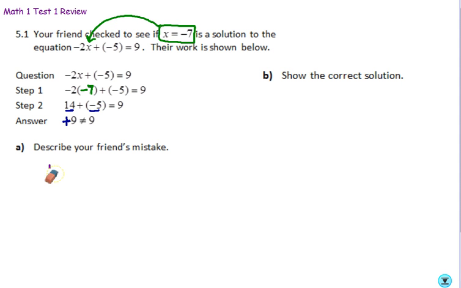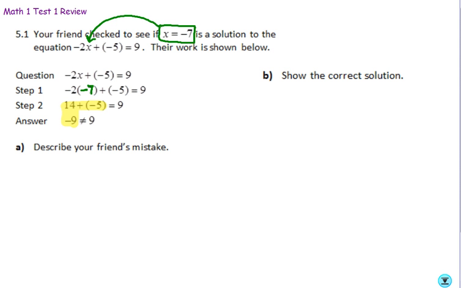Actually, let me rewrite this. So it's different signs. So 14 plus -5. Here's the mistake. Maybe highlight this. So the mistake was right here: 14 plus -5, and they came up with a -9. Let me go back to what it was originally. Right, so there's the mistake right there. 14 plus -5, and they think that that's equal to -9.